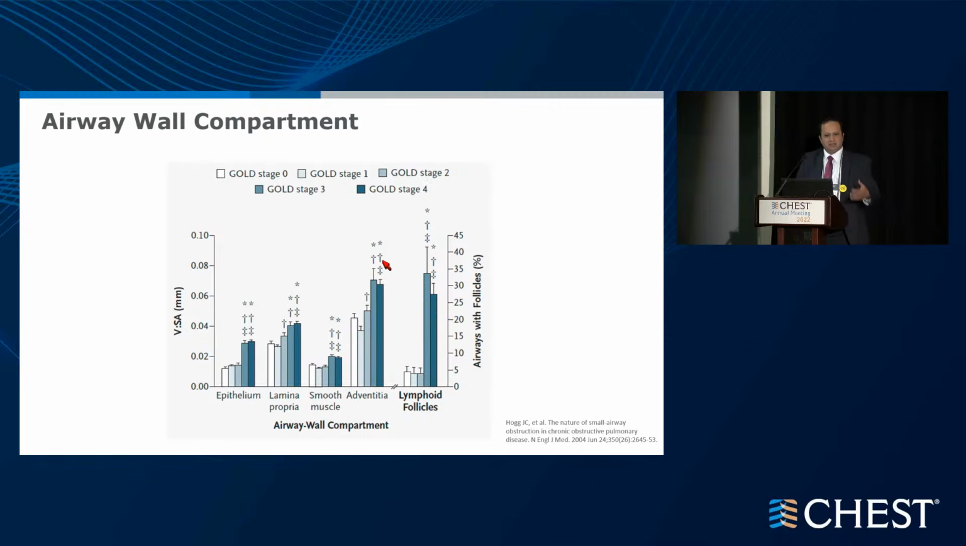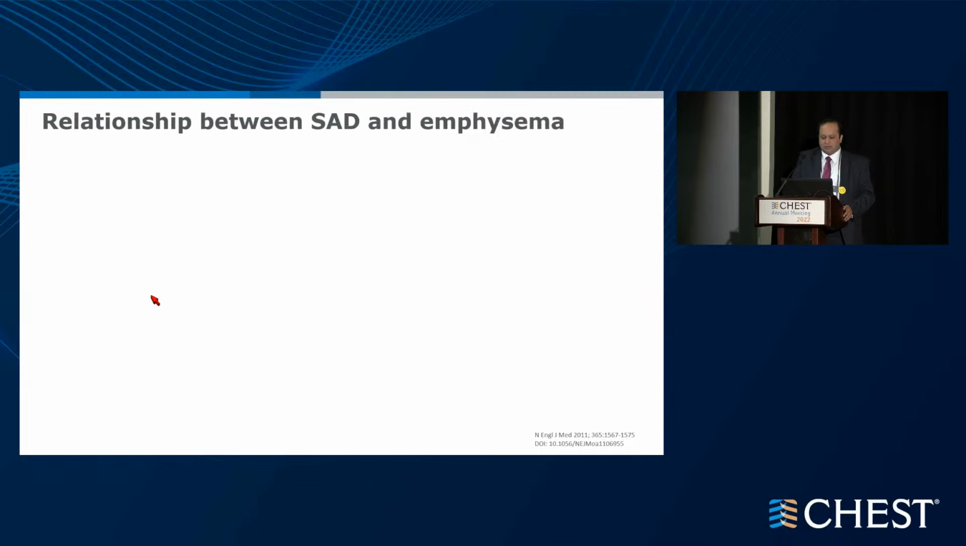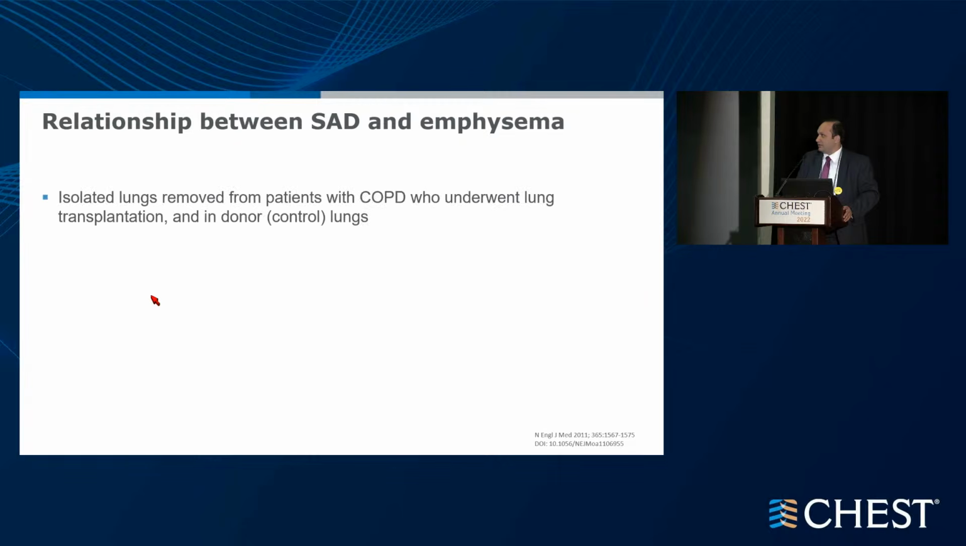So again, this is a disease that starts early and sticks with the patient until they progress to emphysema. Looking at inflammatory cells, you can see they're present throughout the stages, but as the patients go to later stages of COPD, these inflammatory cells are much higher than in the earlier stages. So what is the relationship between small airway disease and emphysema?